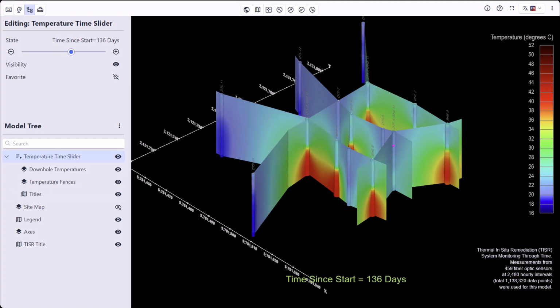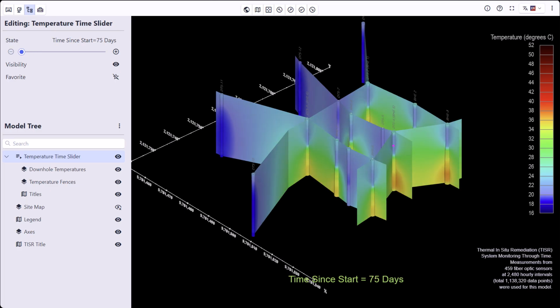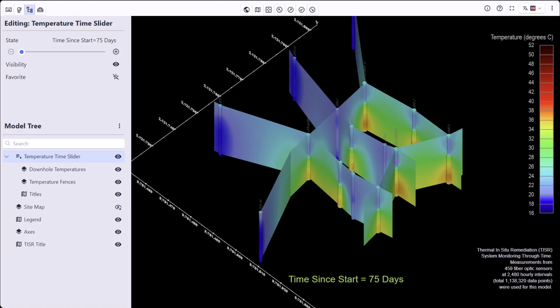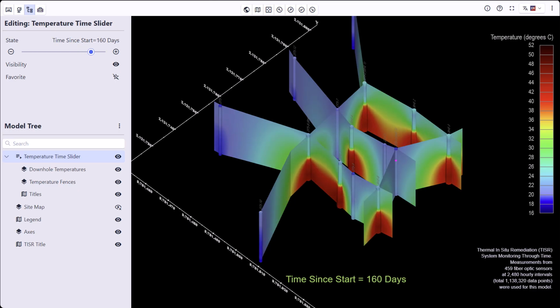In summary, EVS is outstanding for visualizing large time series databases, no matter what you are measuring. In this case, it is temperatures, but it could be analytical concentrations, pressures, moisture contents, or literally any data that you are collecting over time.